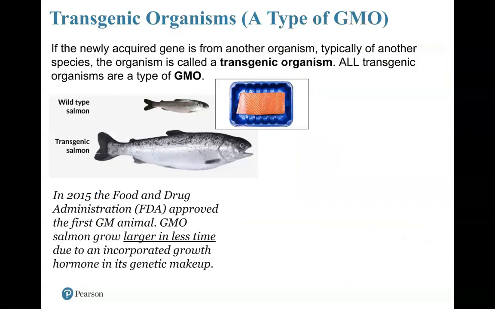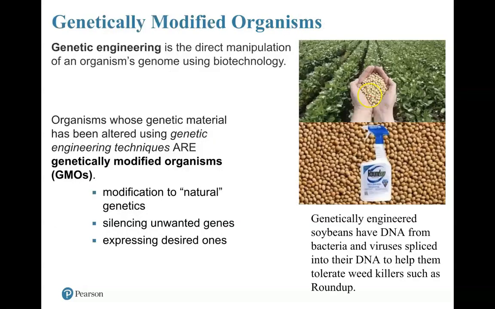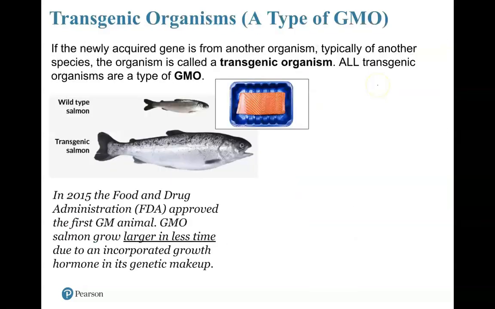Definitely all types of transgenic organisms are a type of GMO. A more recent example of a transgenic organism are these salmon that grow quite large. So in 2015, the FDA approved the first GM animal. So this isn't an animal, a soybean, it's a plant. But the first GM animal was approved with the salmon. Basically, these salmon grow large in less time. So here's a wild type salmon, beautiful product that's formed, quite yummy.